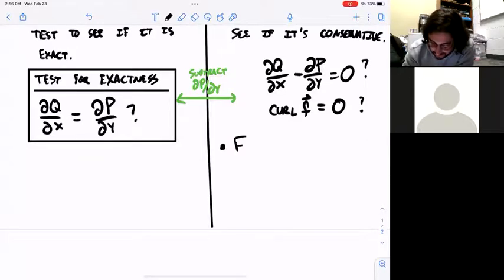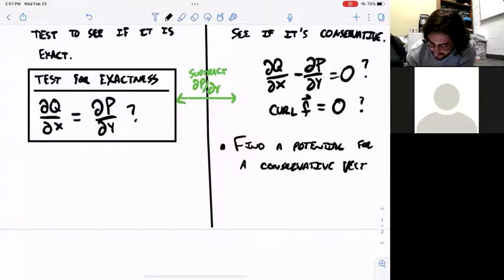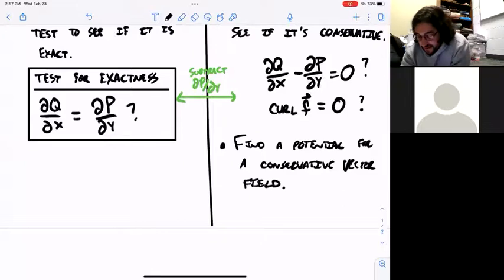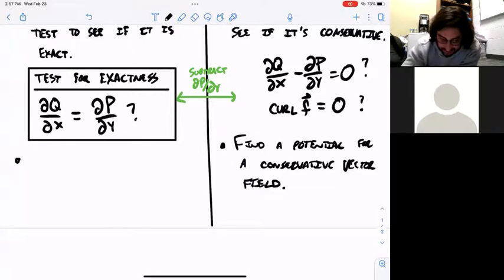then what do you do? You find a potential for a conservative vector field, right? This is really why we care about a vector field being conservative, because then we know we can find a potential. Over here, why do you care about a differential equation being exact? Well, it lets you solve the differential equation.